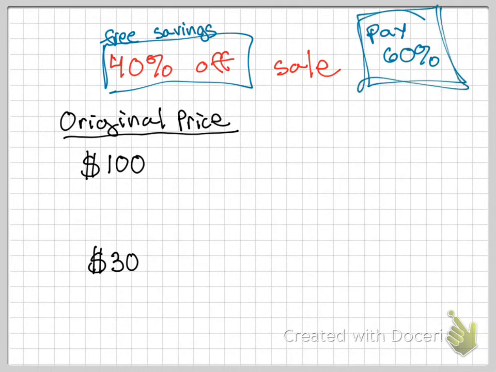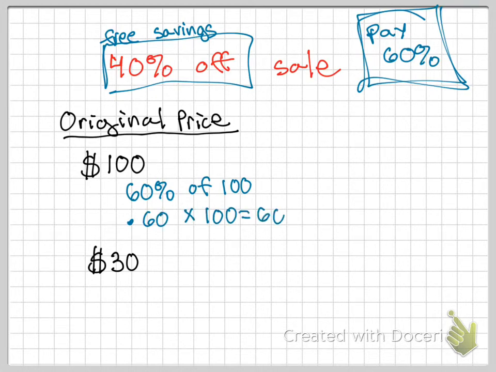So one way to think about these problems is to think about, okay, what is 60% of each of these numbers? So if I want to find out what I pay, and it's 40% off, I know I'm going to pay 60%. So I'm going to try to find 60% of 100. Well, I know that's the same as 0.60 times 100, which is $60. Now that doesn't always make the most sense for people, or some people do this a little bit differently.